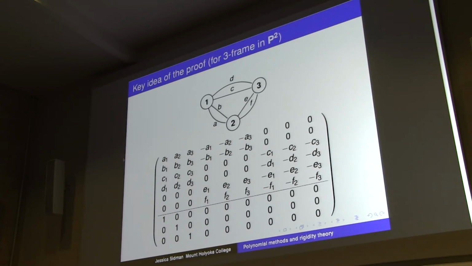Okay. So how am I going to show that the determinant of this being non-zero is equivalent to having 3 edge-disjoint spanning trees? Well, here's their idea.